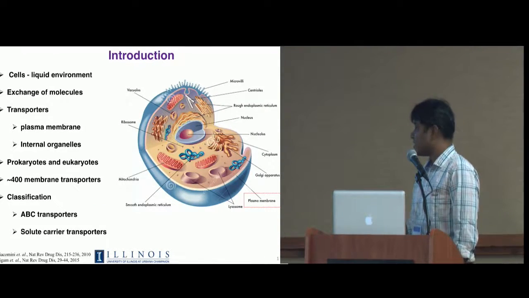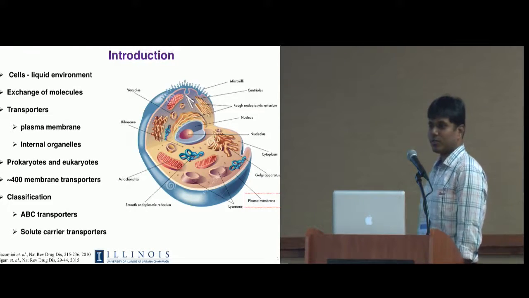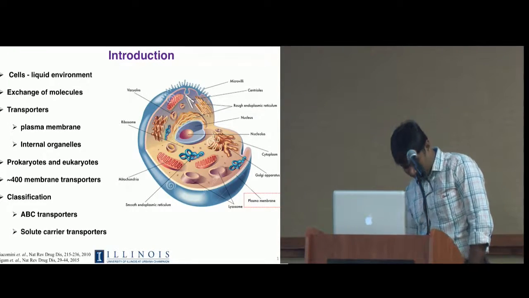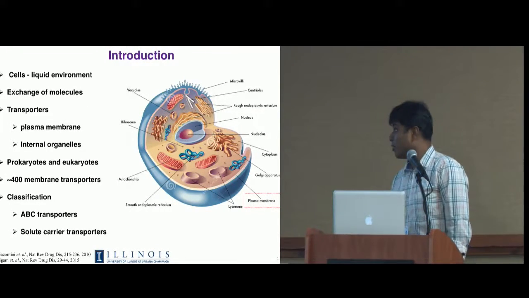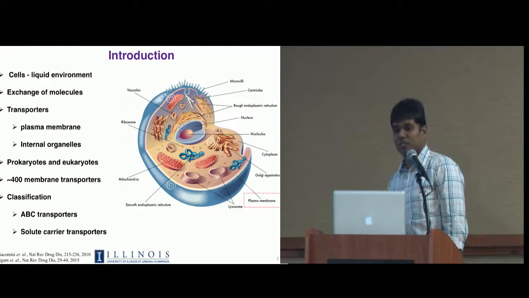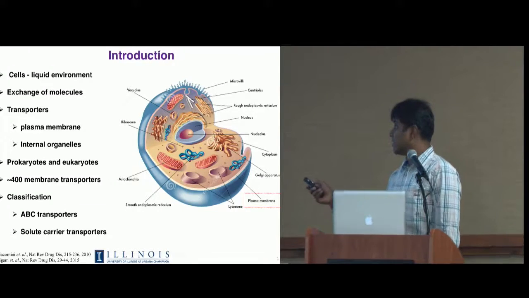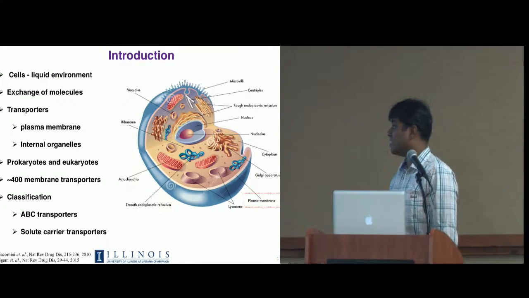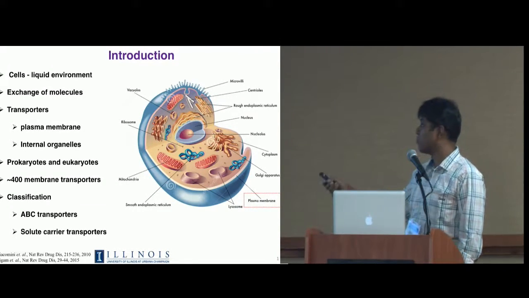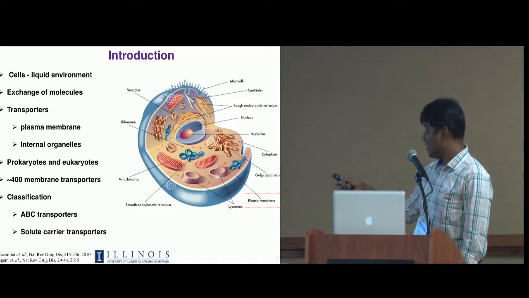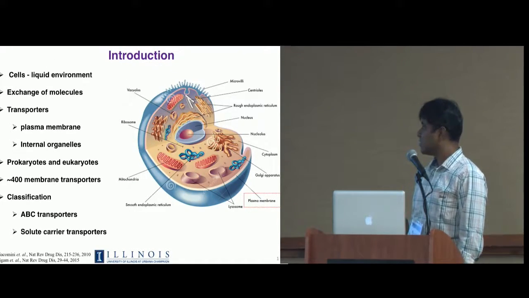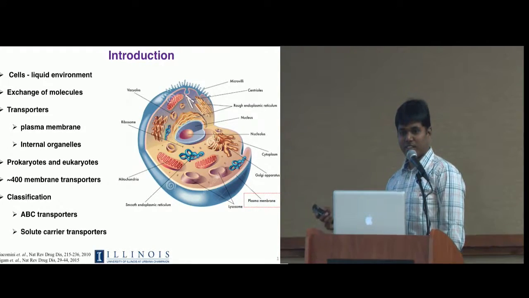So our cells are in a liquid environment. So the exchange of molecules with this environment is important for the normal functions of the proteins. Transporters are the molecules that allow the exchange of molecules between the outside and the inside of the cell. And these transporters are present at the plasma membrane or in some other internal organelles. They are present in both prokaryotes and eukaryotes.